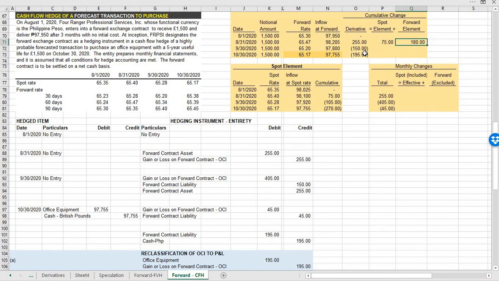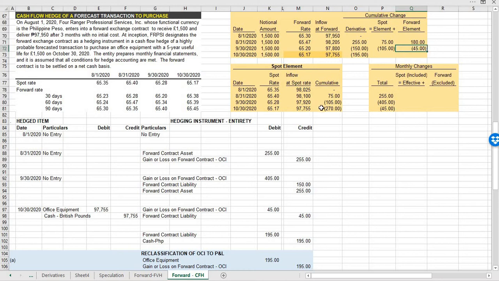So ngayon, for September 30, sabi rito may negative 105 tayo, cumulative change in the spot rate. Kaya ang spot element natin is negative 105. So ang ating forward element is negative 45 pesos. Paano na-compute yan? Siyempre, negative 150 minus negative 105. So, ang difference siyempre is negative 45.